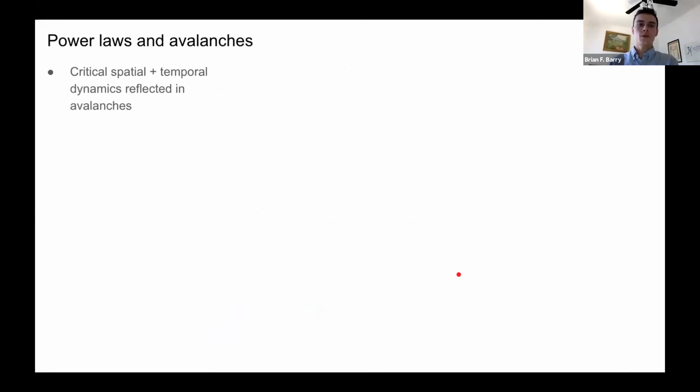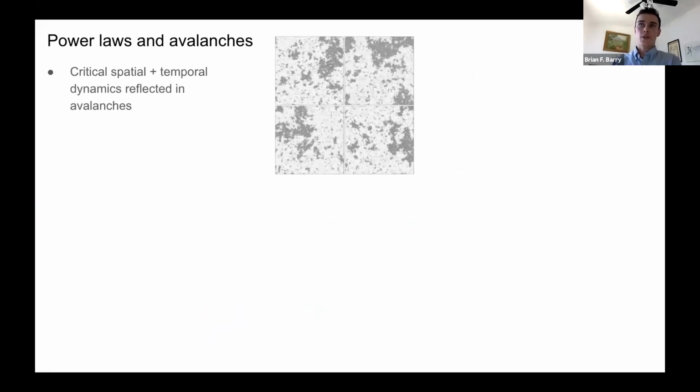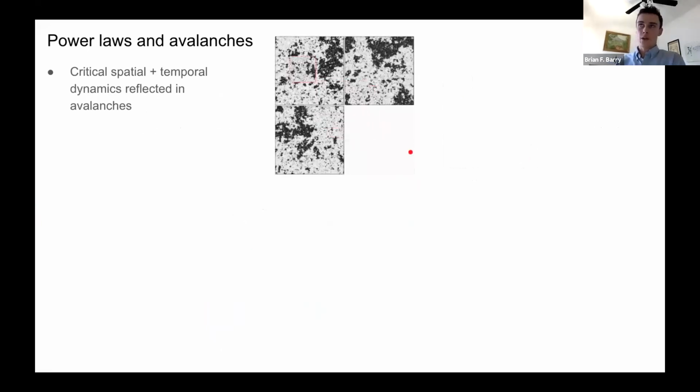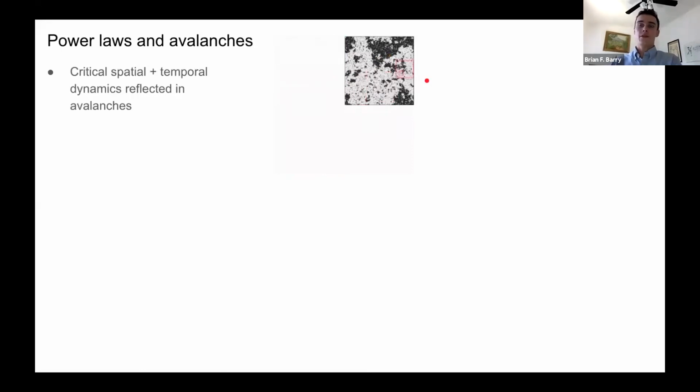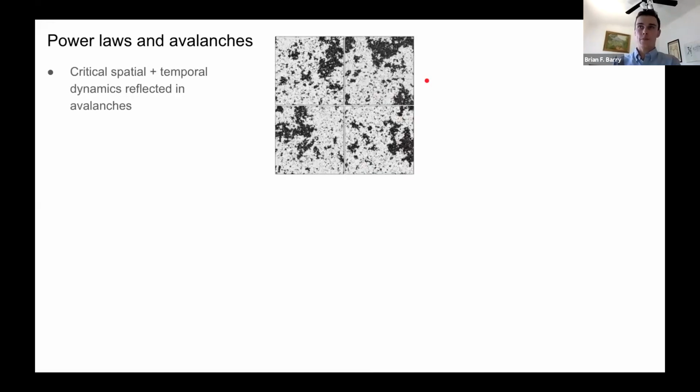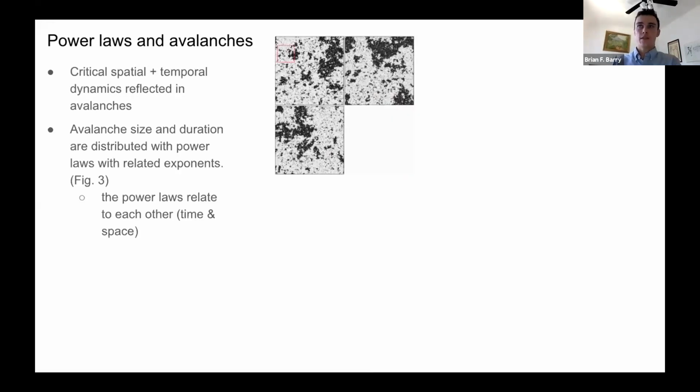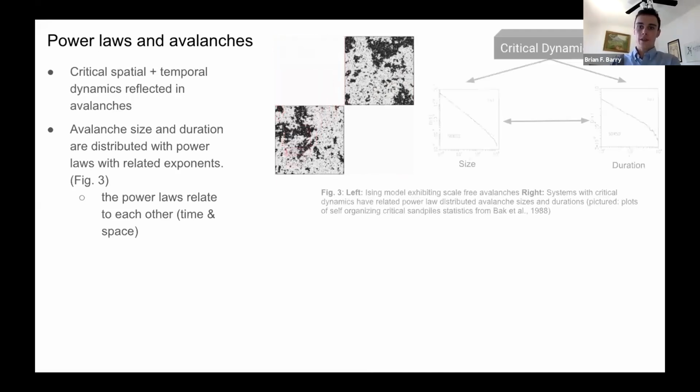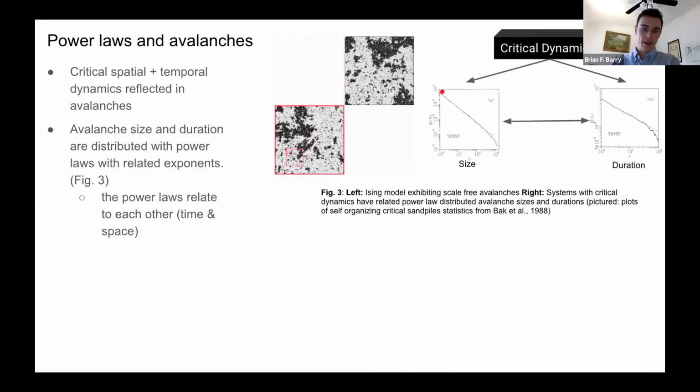So critical spatial and temporal dynamics are reflected in these events called avalanches, which are clusters or bursts of threshold events. This animation here shows another 2-dimensional critical system, the Ising model, where the avalanches are sets of connected units, like these black islands here. Zooming in displays how these are distributed without any spatial scale. In other words, it is fractal or scale-free. If we measure the sizes and durations of these avalanches, as in these figures here, we find this power law shape. And as you can see, they are related.